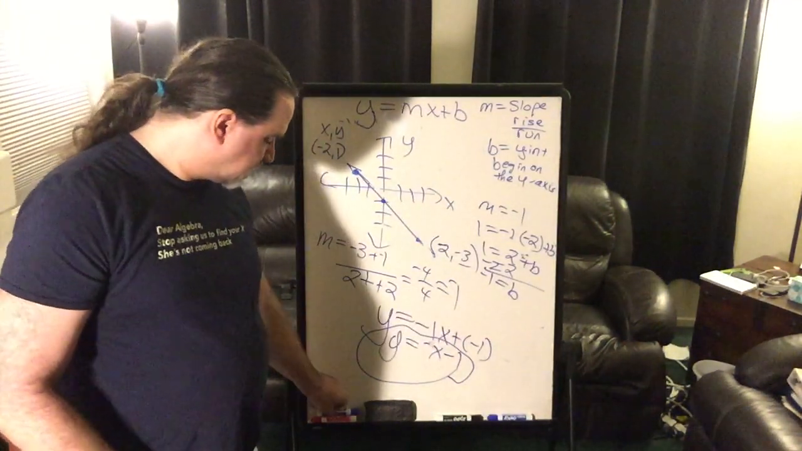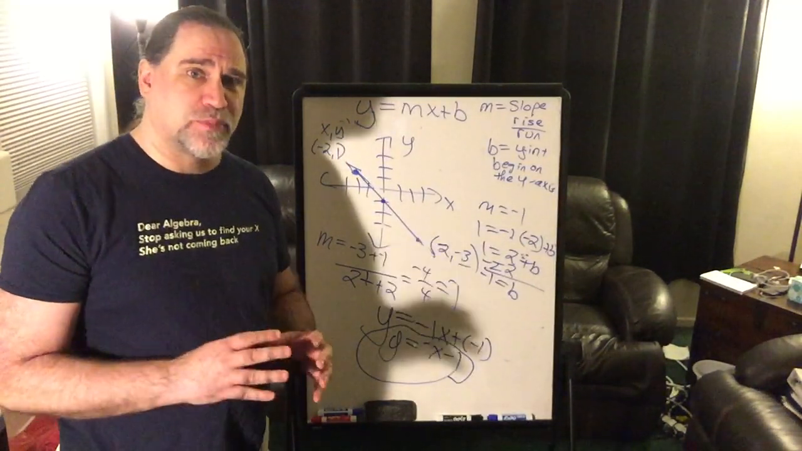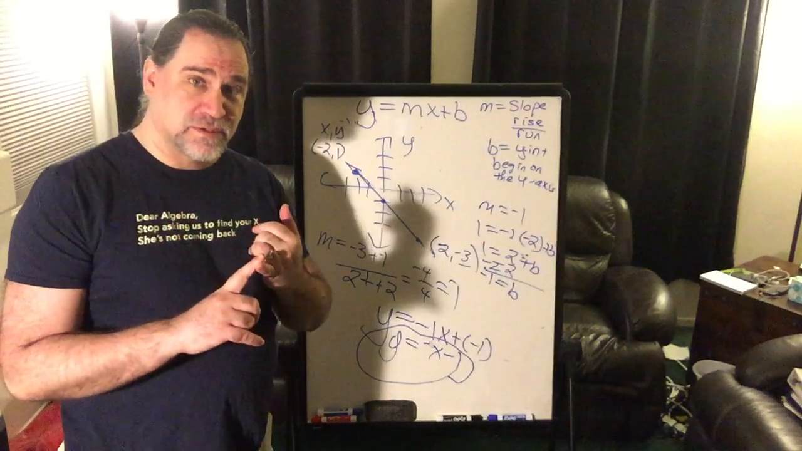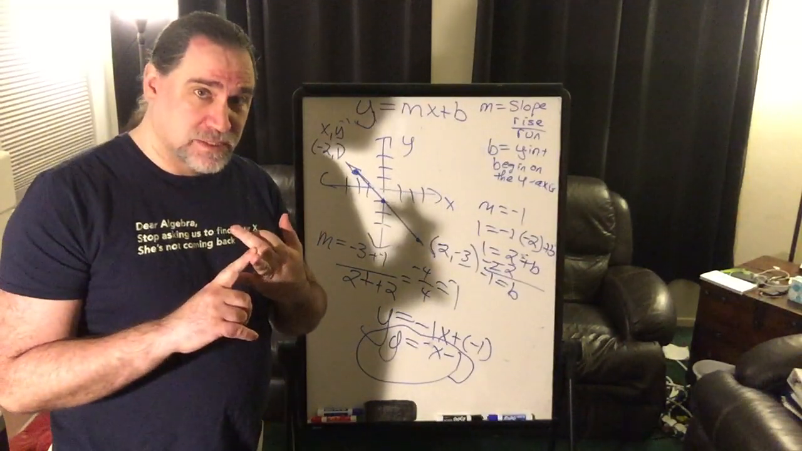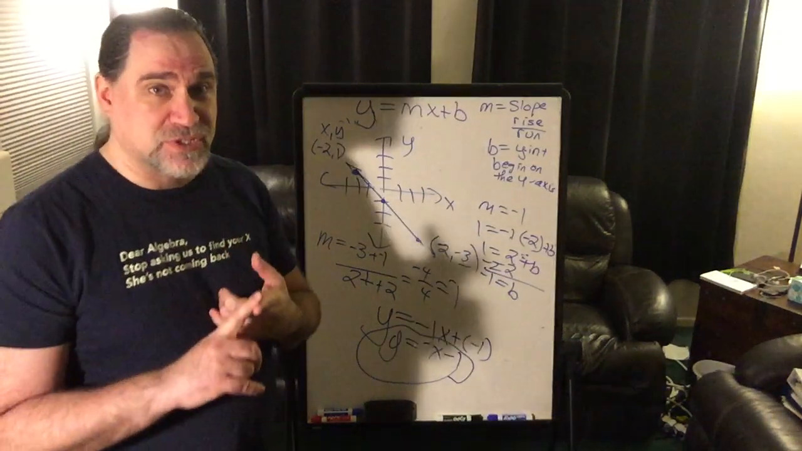All right. I think we really have a good grasp now of slope-intercept form, of reading it, writing it, using it to create graphs, using graphs to create it.